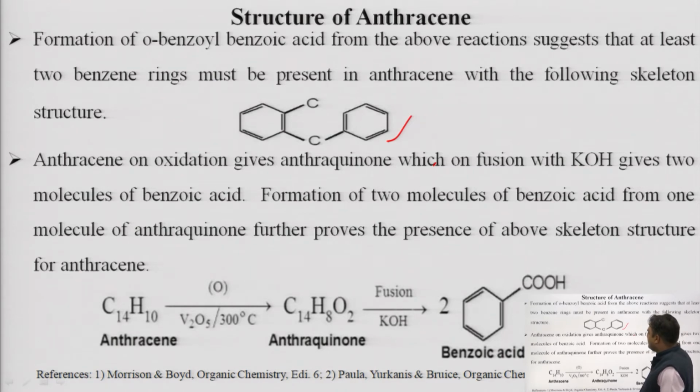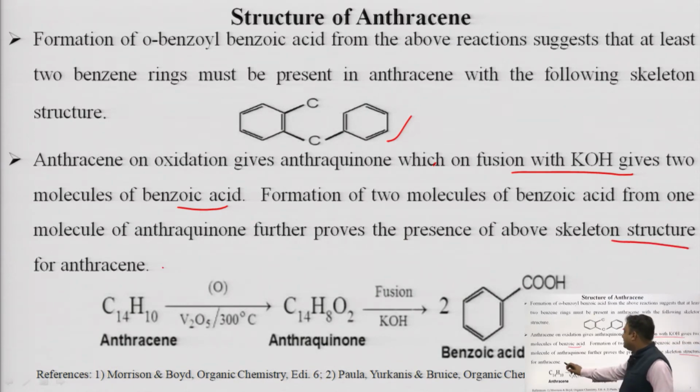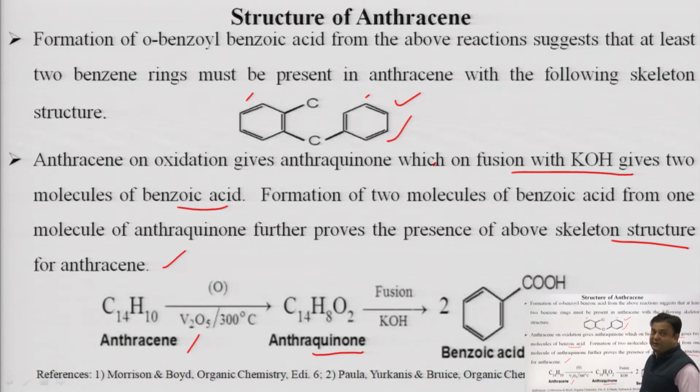If anthracene undergoes oxidation, we get anthraquinone, which on fusion with KOH, as you have seen in the previous slide, gives 2 moles of benzoic acid. Formation of 2 molecules of benzoic acid from 1 molecule of anthraquinone further proves the presence of the above skeletal structure for anthracene. So here you can see that the anthracene structure has 2 benzene rings joined together with a carbon ring. In this reaction, anthracene undergoes oxidation in the presence of V2O5 and very high temperature. It gave anthraquinone, which on fusion with KOH gave 2 molecules of benzoic acid.